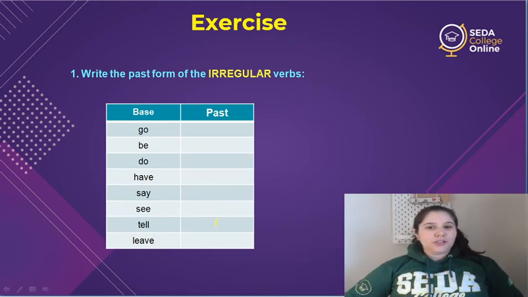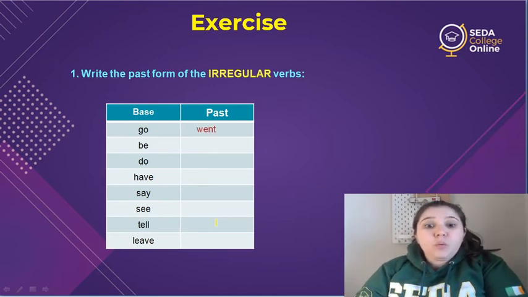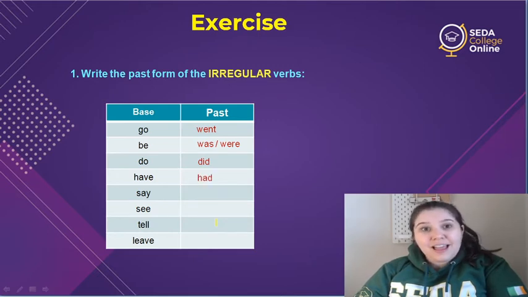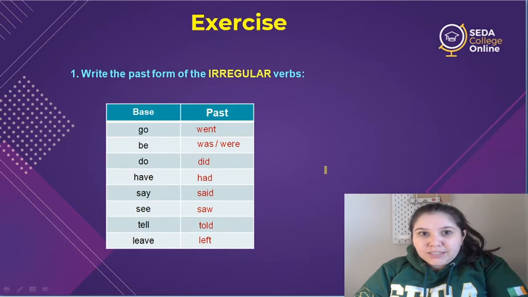Okay, can we start checking your answers? Let's see. The past of go, went. Past of be, was or were, depends on the subject. Do, did. Have, had. Say, said. See, saw. Tell, told. Leave, left.